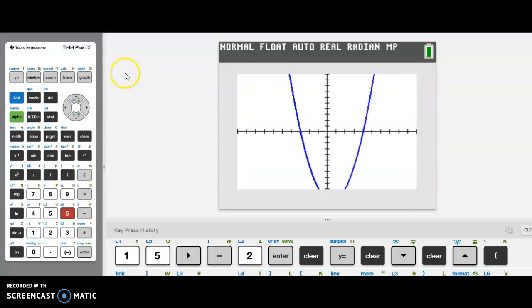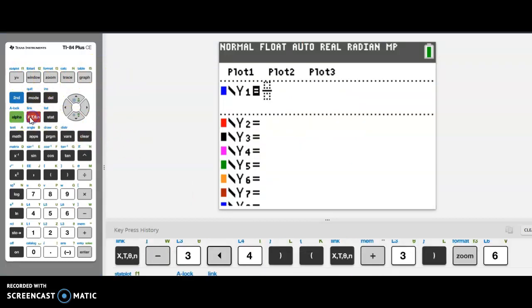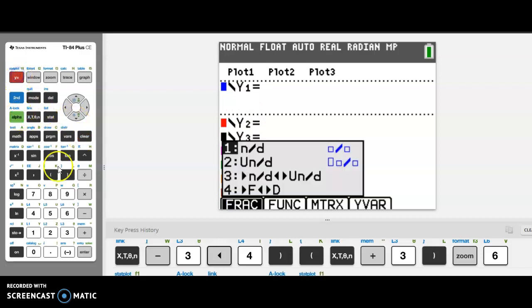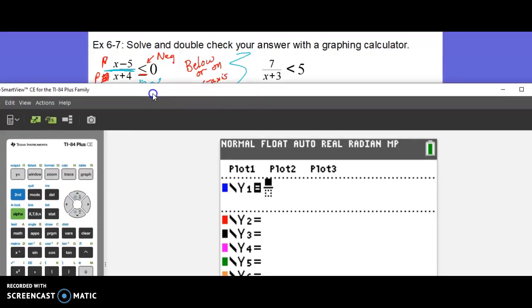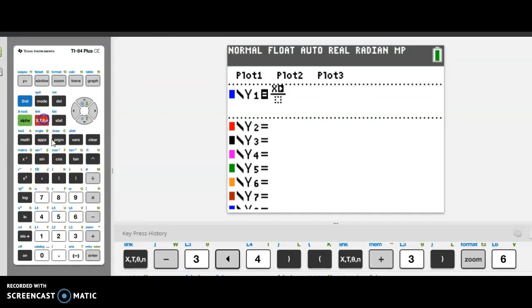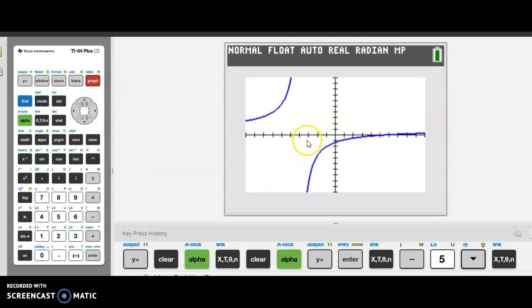So change my graph. I'm just going to make it into a fraction, I can do it by hitting alpha x. Some other people might need to hit alpha y equals and then enter right there. And then you can type it in, x minus 5 over x plus 4.